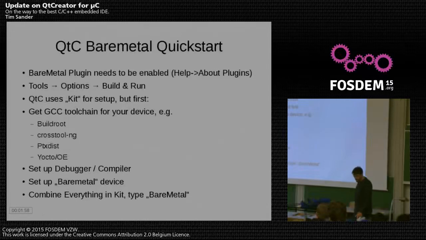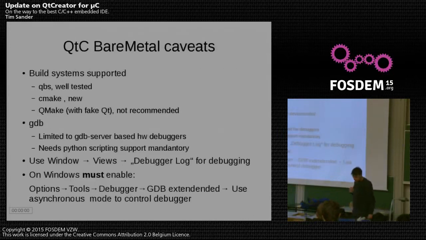After you have your tool chain set up, you set up your debugger, and then set up a BareMetal device. I'll just show that later on in the hands-on session. And then you combine everything in one kit of the type BareMetal, and then you're ready to go. So that's basically all you have to do to have QtCreator set up and running for BareMetal development. So it's pretty quick by now, and I think pretty comfortable. It's still experimental for a reason.